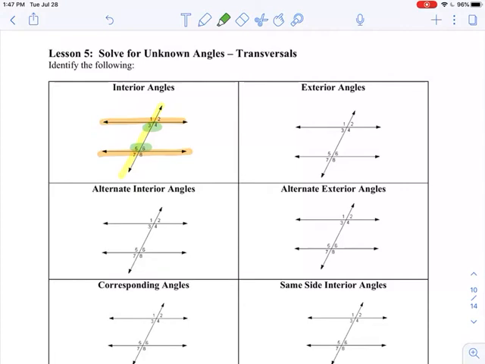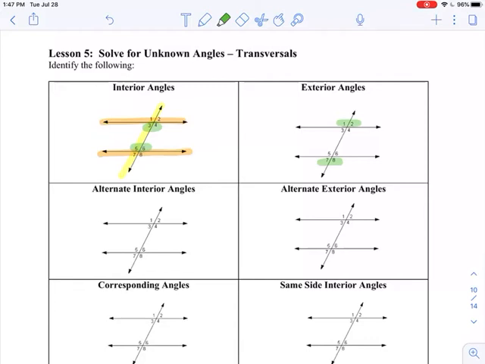Okay? In the one to the right, exterior angles are outside the parallel lines. So that would be 1, 2, 7, and 8. Okay, so that's just understanding the difference between interior angles and exterior angles. Interior are between the parallel lines, and exterior are outside the parallel lines.